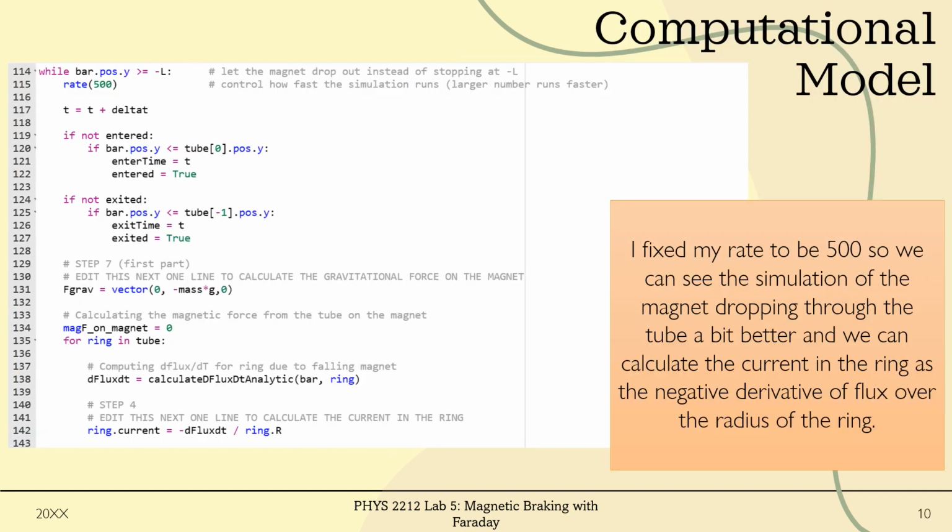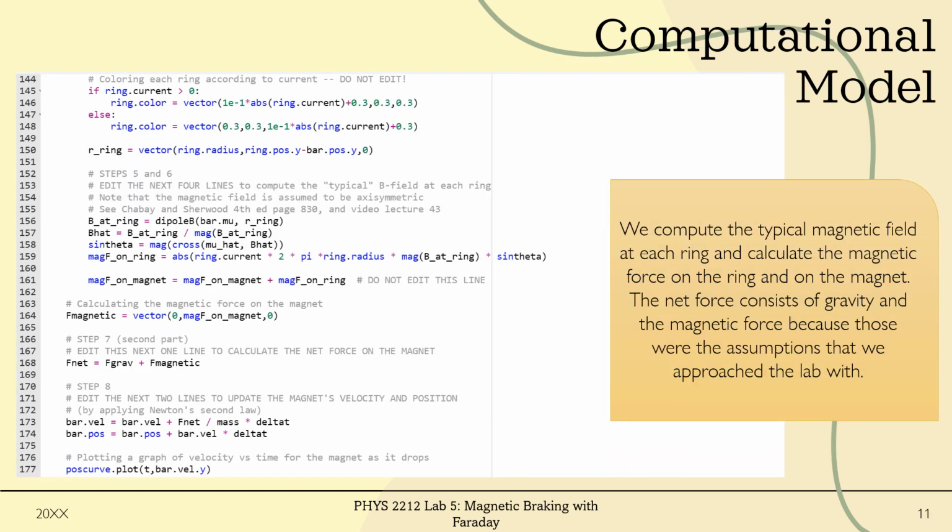Then I fixed the rate on how fast the magnet will be falling down the tube to be 500 so that you can see the simulation a little bit better, and we can calculate the current in the ring as the negative derivative of magnetic flux over the radius of the ring. Then we computed the magnetic field at each ring and calculated the magnetic force on the ring and on the magnet, and as we stated at the beginning, the net force is the magnetic force and gravity.